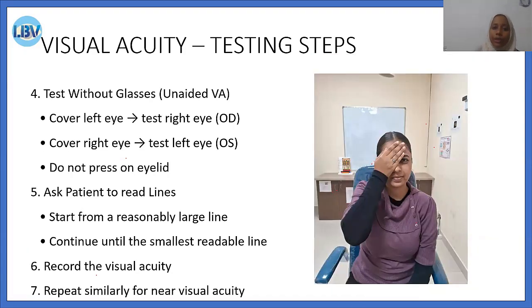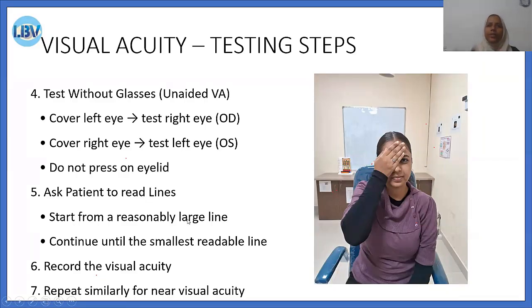Then you take the vision without the glasses, unaided. This is a proper occlusion with the palm. The fingers are not involved in the occlusion. Only the palm is involved, and then the person is reading with the right eye. So you cover the left eye, test the right eye, cover the right eye, test the left eye. Do not press the eyelids. Ask the patient to read the lines.